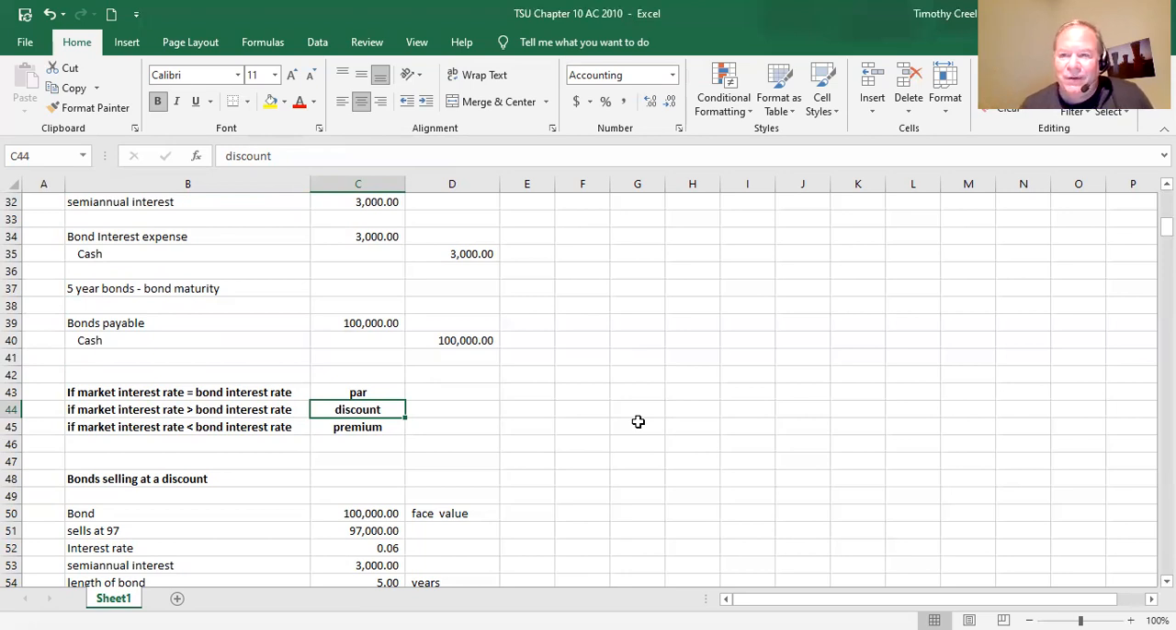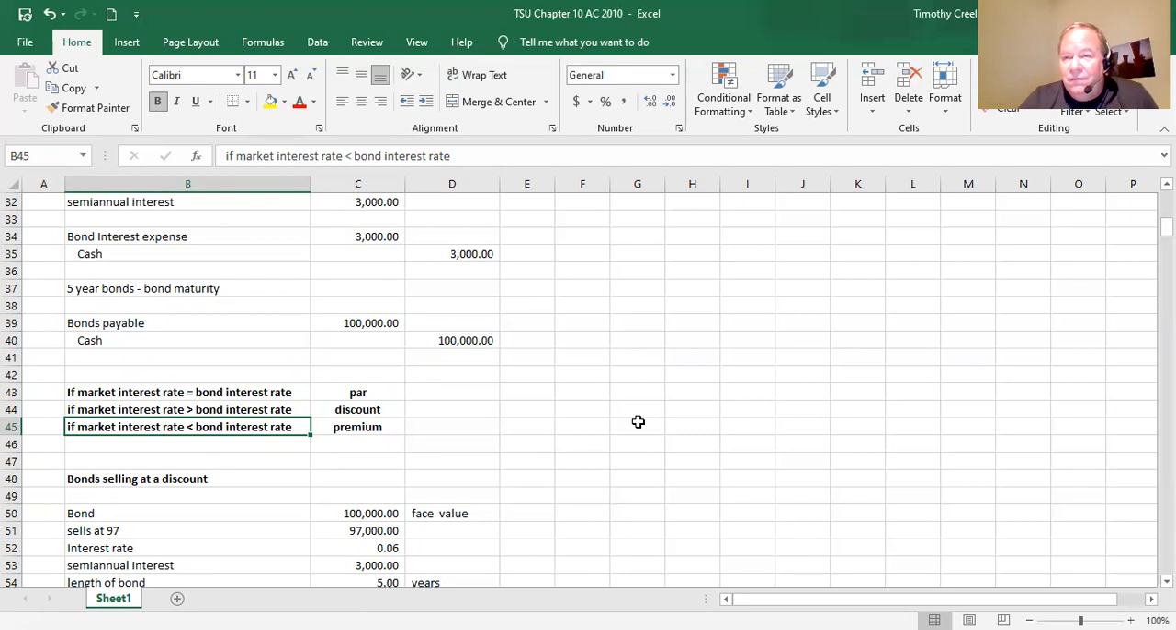That's something we'll talk about when we get into discounts and premiums in a moment. Now, what if the market rate is less than what I'm paying on my bond? What if the market rate for similar bonds is paying 6%, but my bond is paying 7%?